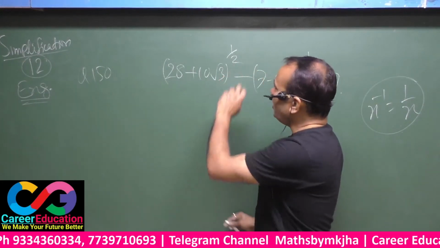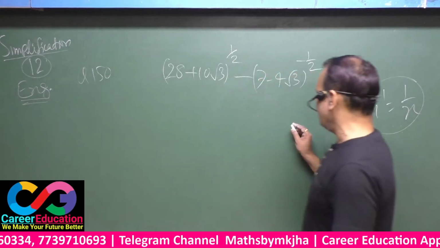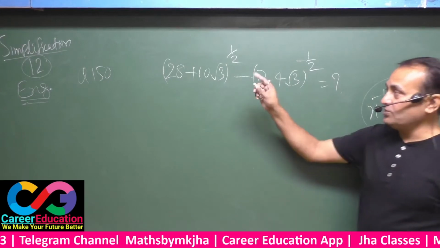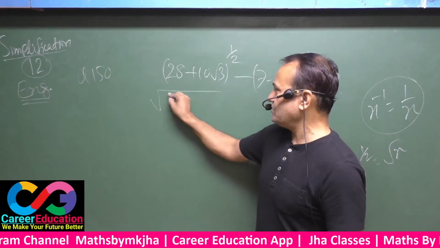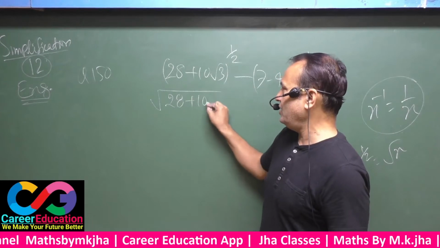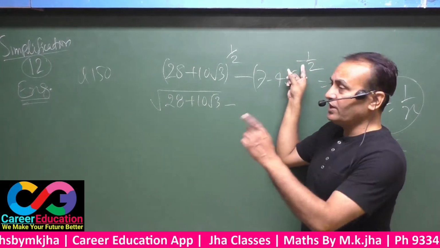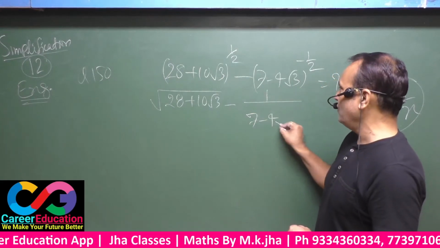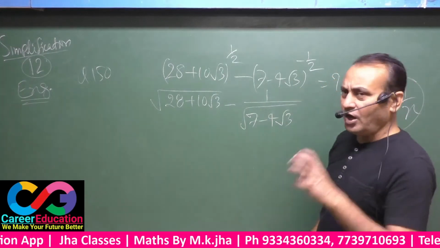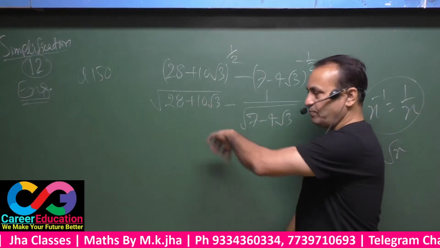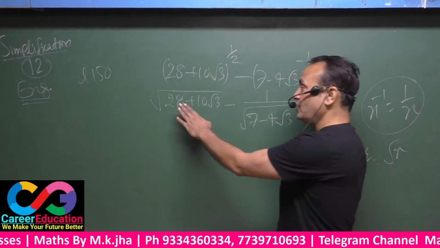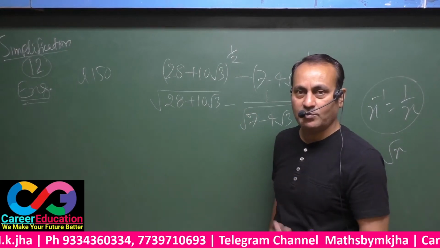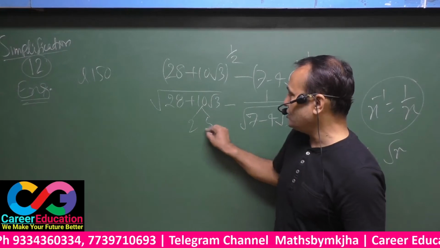That means x power half equals to under root x. So this is under root of 28 plus 10 root 3. Again this is negative power half, that means this is 1 by under root of 7 minus 4 root 3. Now certainly the same situation prevails here as well. That means this is number plus number under root, totally based upon a plus b whole square. There must be a part of 2. That means this is 2 and this is 5.